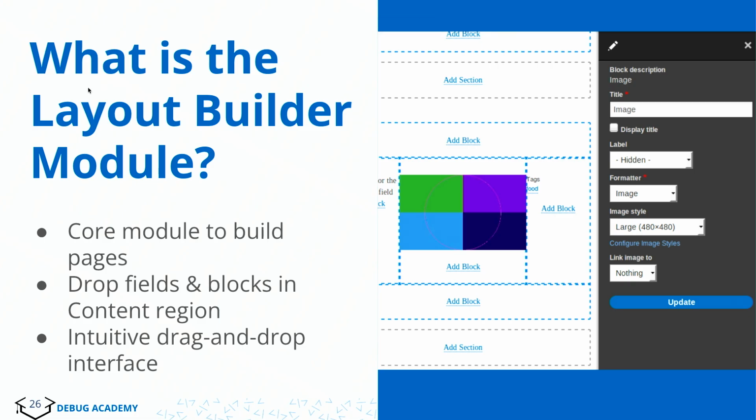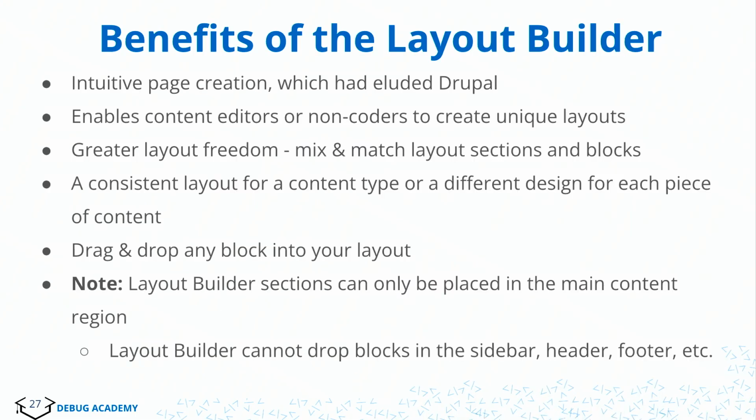Okay, so now I'm going to talk about Layout Builder. Layout Builder is really cool because it allows you to control the layouts for your entities. So it's an intuitive drag and drop interface. It gives you greater layout freedom because you can mix and match different layout sections. So you can have a 1-column layout, then a 2-column underneath, things like that. And then you can drag and drop the fields associated with your entity or blocks that you've created. So it gives you a lot of flexibility to control the content layout of your entities.